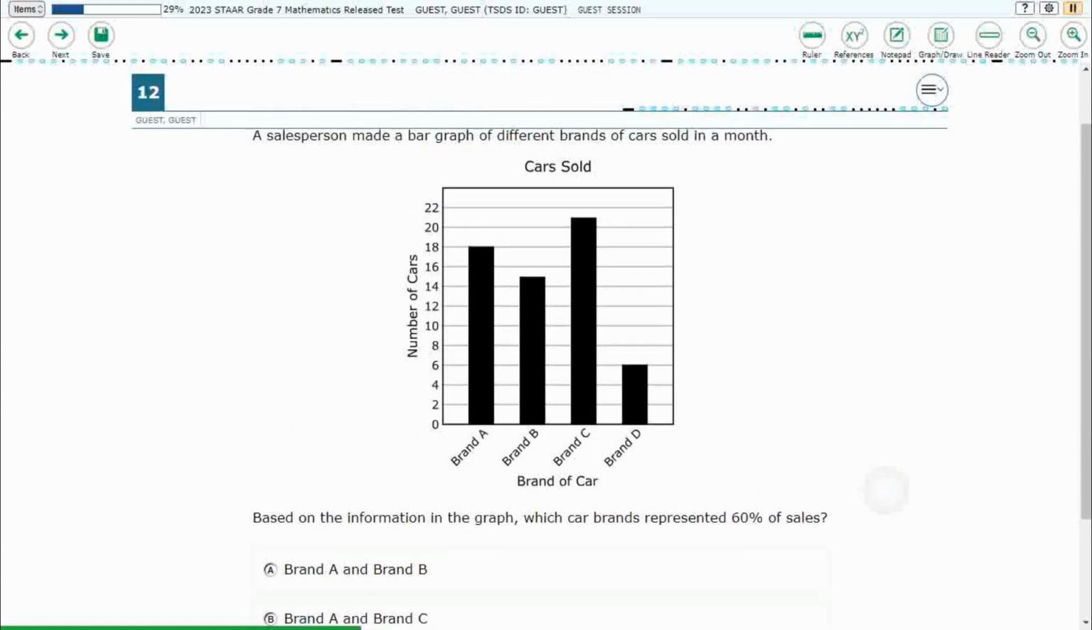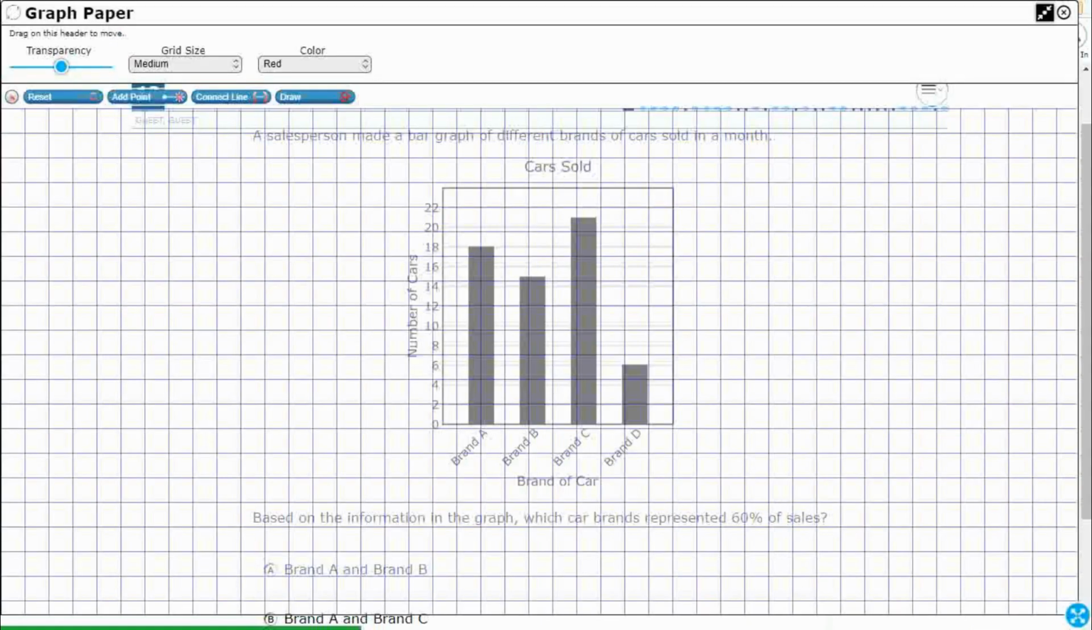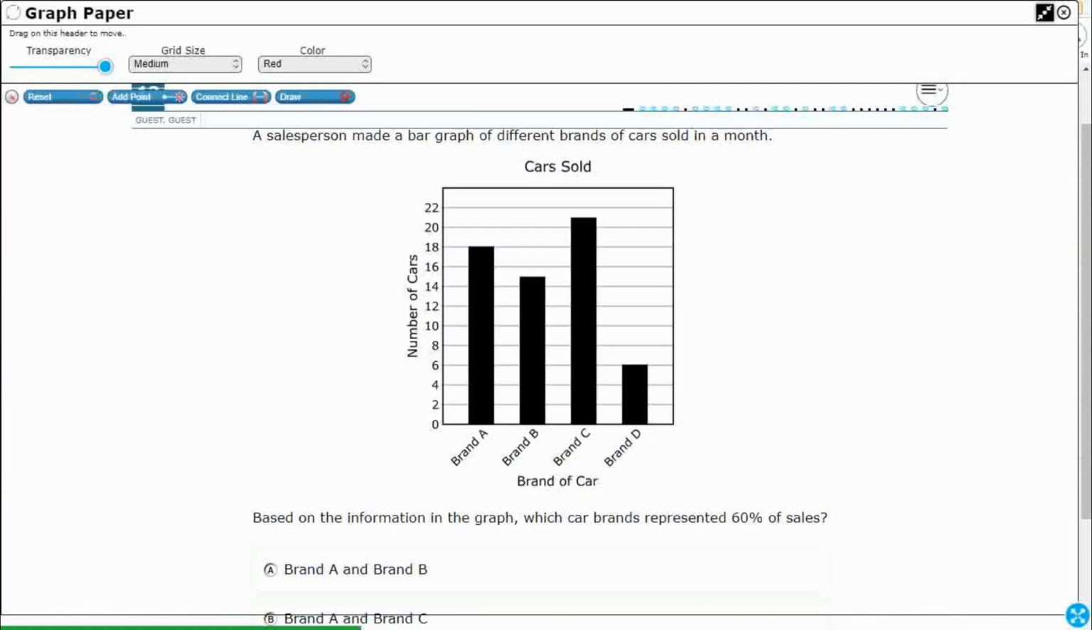Alright, so we've got these different cars that are sold. We got a basic bar graph, and we need to find which car brands represented 60% of the sales. Alright, so how do we figure that out? Well, first, let's go ahead and figure out how many total sales we have.